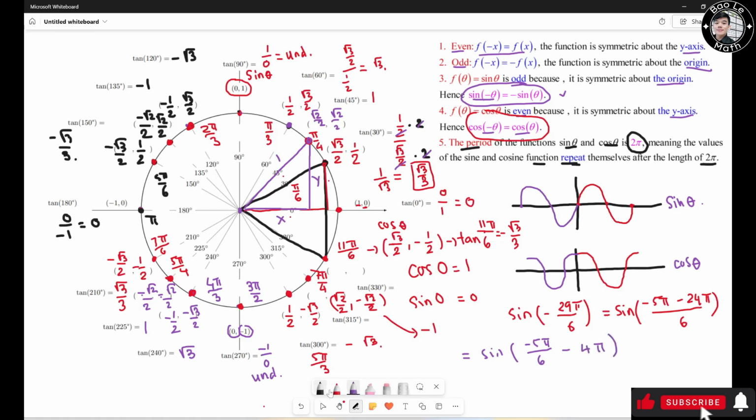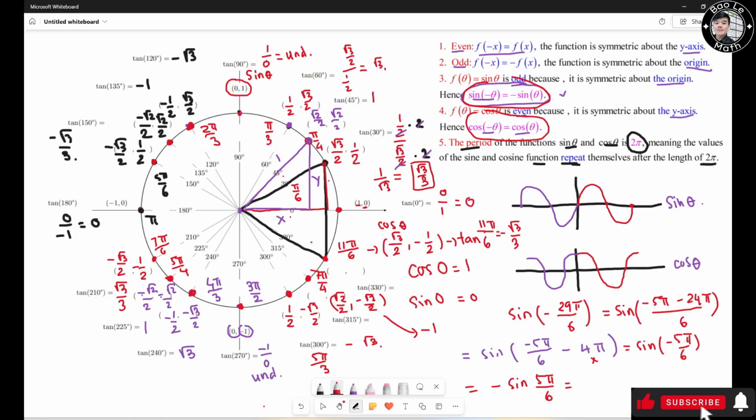Make sure this one is even, so that it is a multiple of 2 pi. Then you can ignore it, and you just look at this one only. So it's going to be sine of negative 5 pi over 6. Because the sine function is odd, we apply the formula right here. So this turns out to be negative sine of 5 pi over 6.